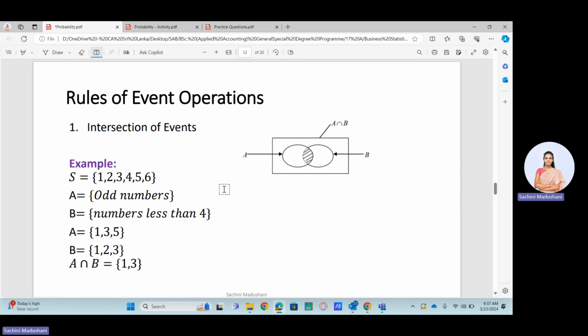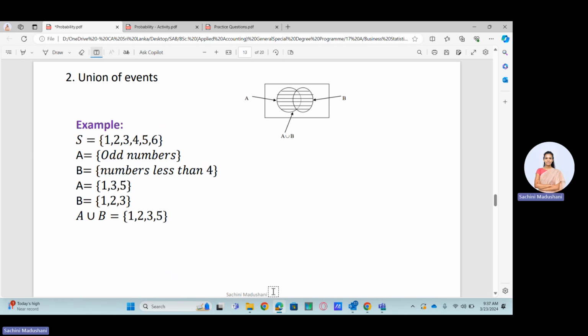Getting an even number: 2, 4, 6. Getting an odd number: 1, 3, 5. There is no common element, so we can say there is no intersection. Then take odd numbers and numbers less than 4. Odd numbers are 1, 3, 5, and less than 4 is 1, 2, 3. Here there are 2 numbers in common. What is the intersection? 1 and 3.